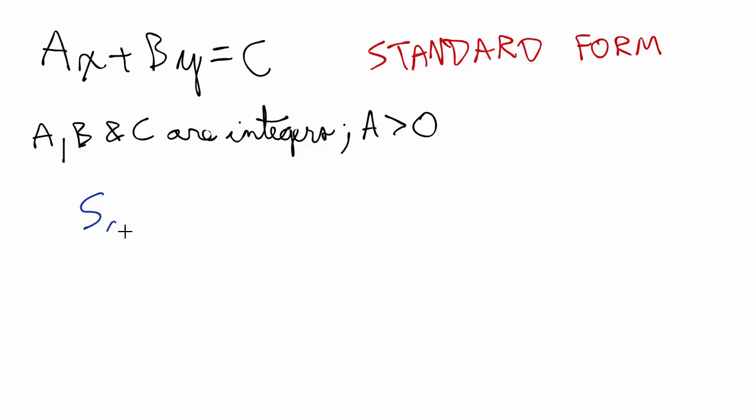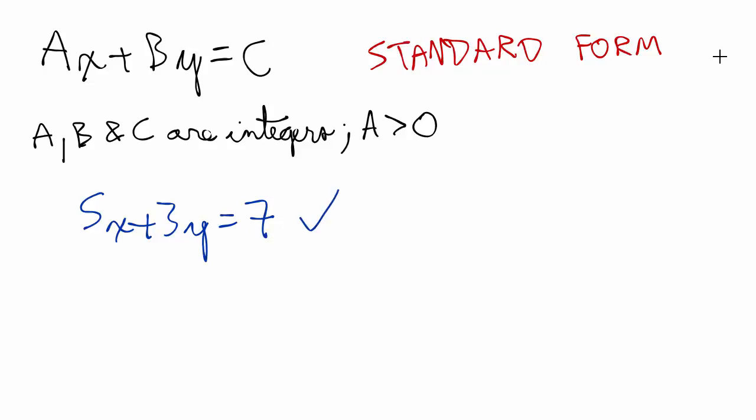Let's say we have 5x plus 3y equals 7. So all of these are integers. 5 is an integer, and it's greater than 0, because the coefficient of the x value has to be greater than 0 and an integer. 3 is an integer, that's the coefficient of the y value. And then 7 is an integer, that's the c value. So that works, that is in standard form.